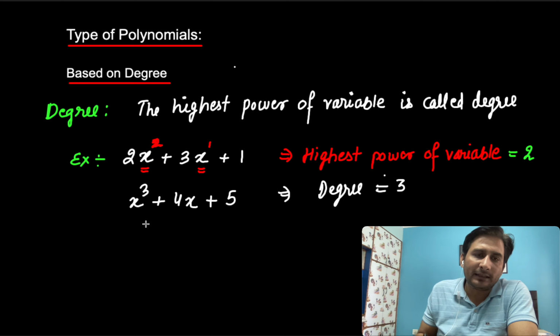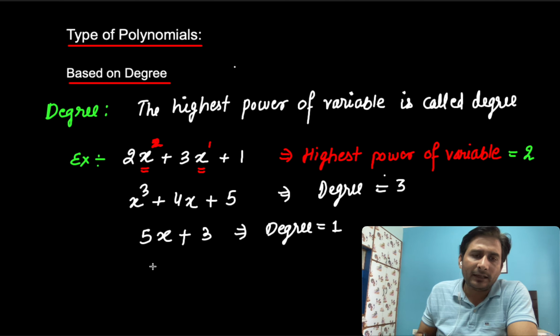Okay, let me write another example. If it is written 5x plus 3, what is the degree in this case? Sir, 1. Very good. Degree is 1. If I write only 3 here, what is the degree in this case? Anyone? Sir, 0. Yes, very good.